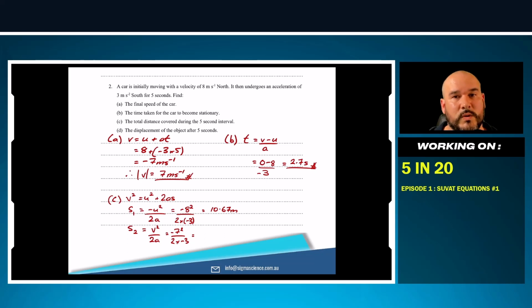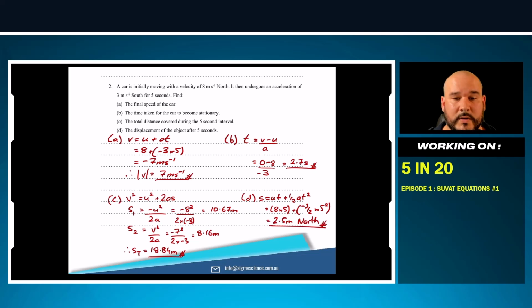Okay, given that my u is initially 0. That doesn't make sense because u is initial. Okay, anyway, so u is 0. So -7 squared divided by twice my acceleration gives us 8.16 meters. So the total distance traveled is actually the sum of those two numbers, whereas the displacement would actually be the difference. Okay, so which we'll find out here.